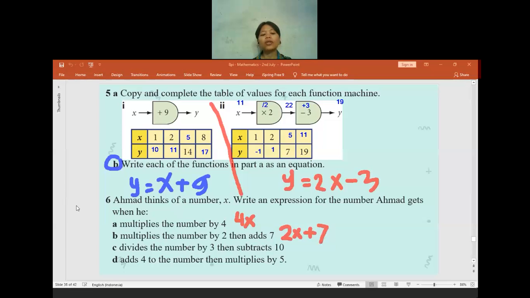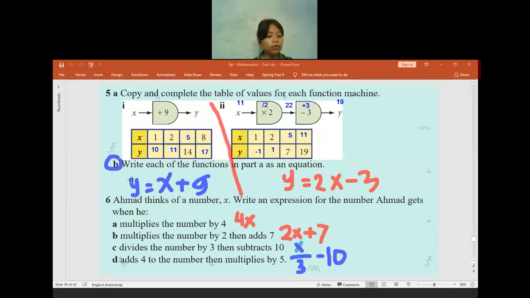Okay, let us continue to question C. Divide the number by 3, then subtract 10. What will it be? For division, it will be better if we write it as a fraction. So write it as x over 3, and then after that, we subtract 10. Is there anyone who is confused? Or maybe I talk too fast? No? Okay.